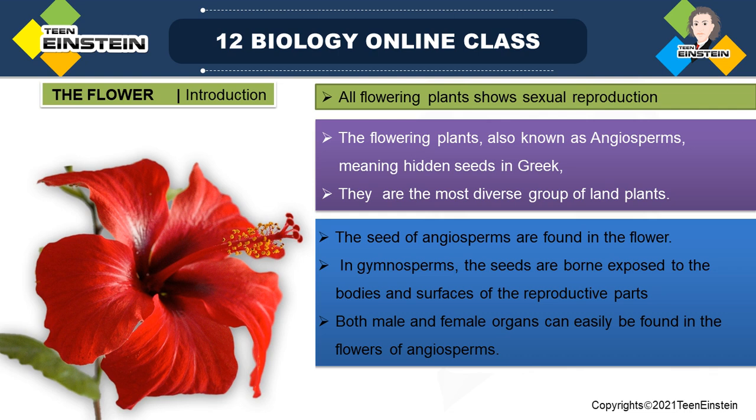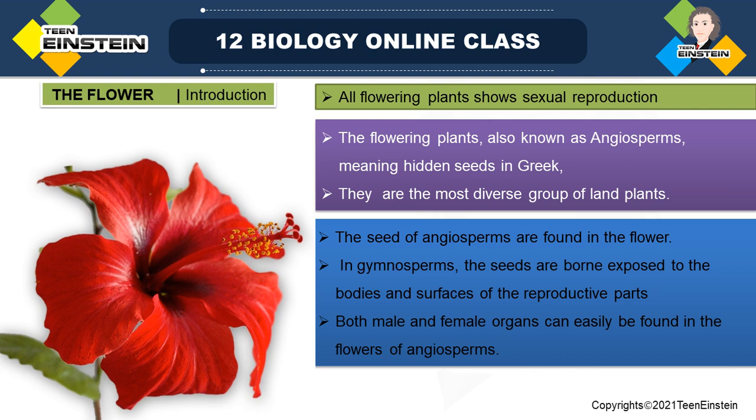So in our first chapter, reproduction in organisms, we have learned about asexual reproduction and sexual reproduction, isn't it? Now our second chapter is a continuation of the first chapter. Here we are going to learn the procedures or the events of sexual reproduction. Reproduction is of two types, asexual and sexual.